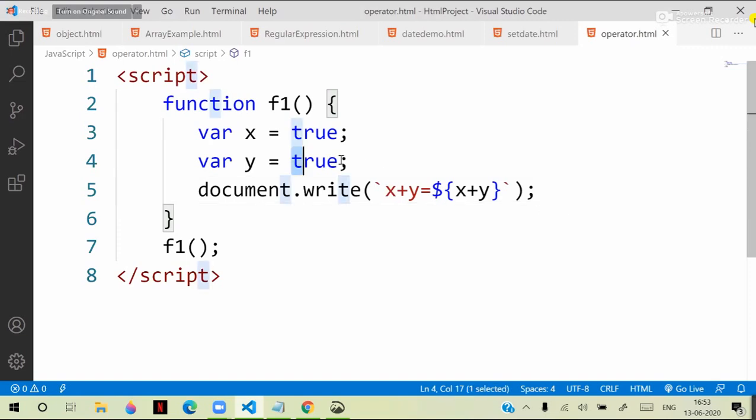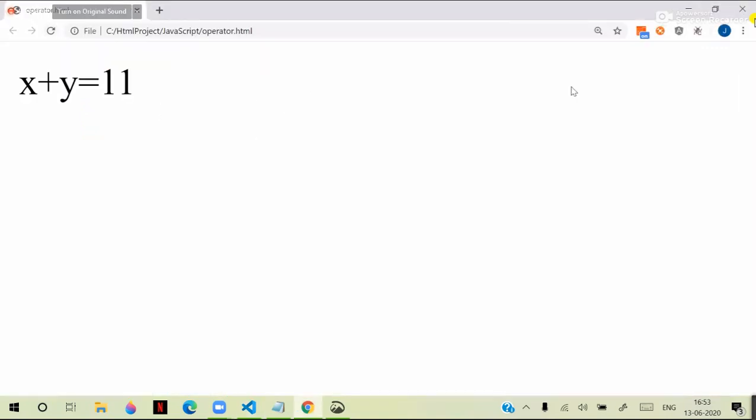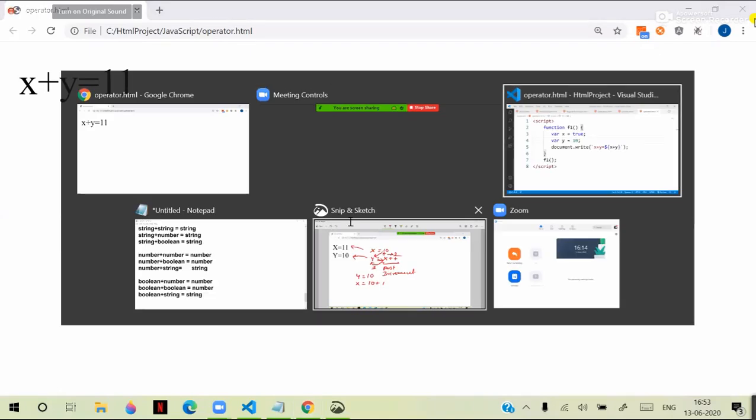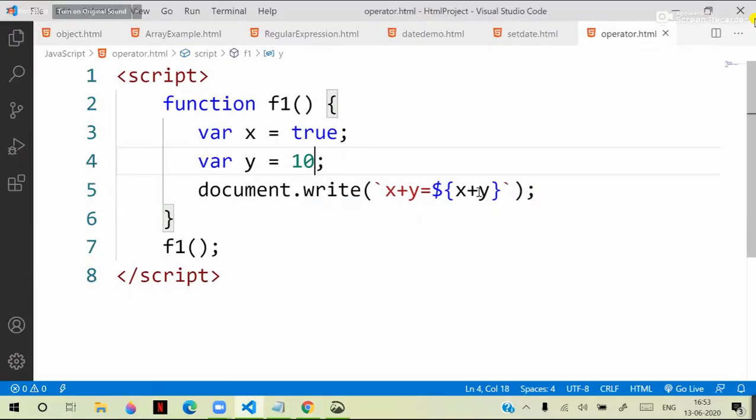For example, if I put y equal to 10, then what will it return? It will return 11, right? You can see it returns 11 because it is a number type. So booleans always behave as numbers in operations, and they will return a number. That is the important thing you have to know first. This is about addition, how we can manage the additions.